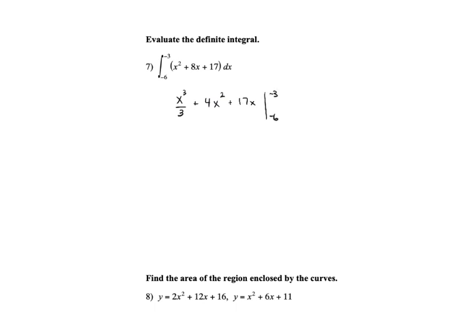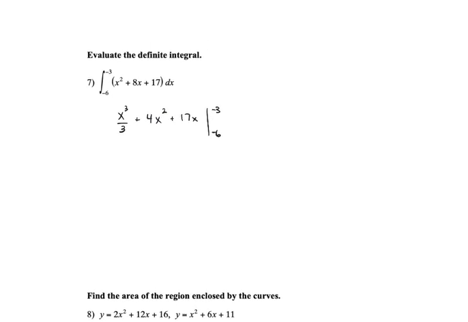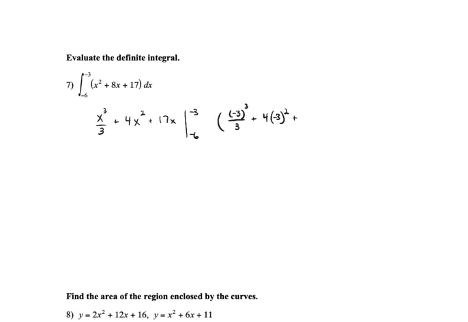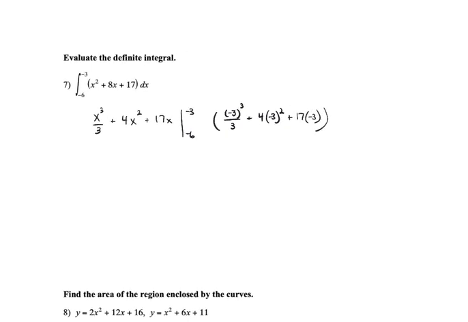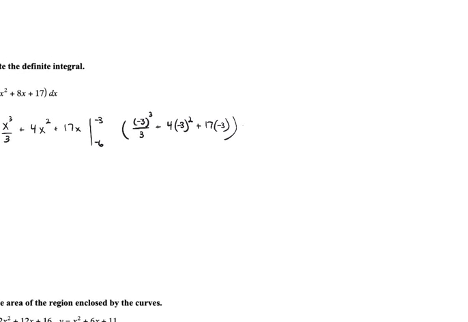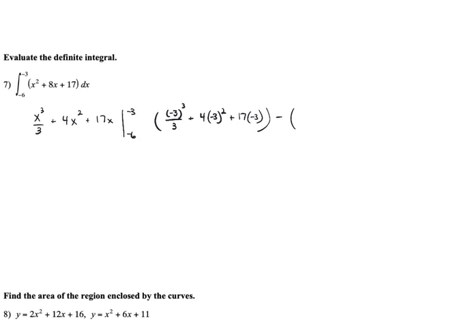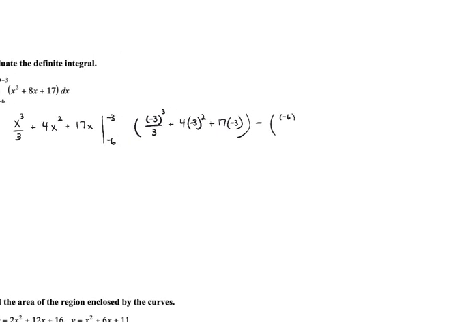So we input the upper limit of integration, -3, into the antiderivative first. So this is -3 cubed divided by 3 plus 4 times -3 squared plus 17 times -3. That's the antiderivative at the upper limit of integration. Now we do the lower limit, which was -6. So this is -6 plugged in for all the values of x.